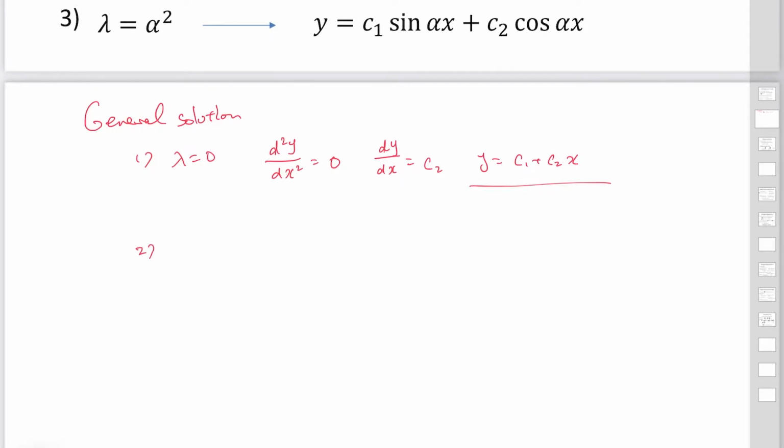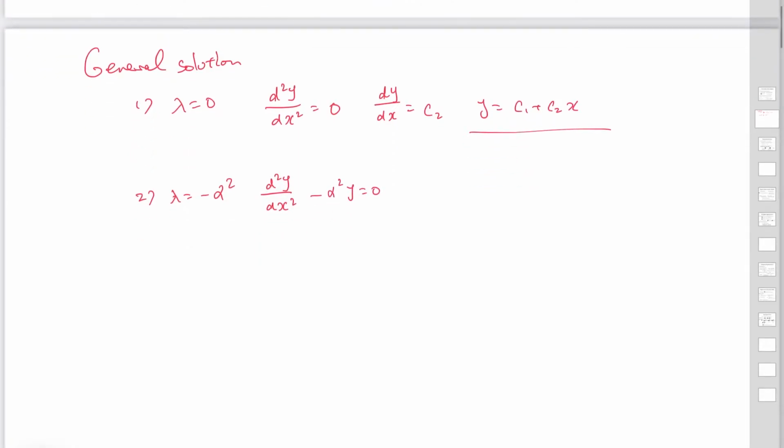The second case is lambda equals minus alpha squared. The differential equation: the second derivative of y with respect to x minus alpha squared y equals 0. As usual, you can substitute y equals exponential mx. Then m is equal to plus or minus alpha. The general solution is expressed as c sub 1 exponential alpha x plus c sub 2 exponential minus alpha x. So we could express the general solution using exponential functions.